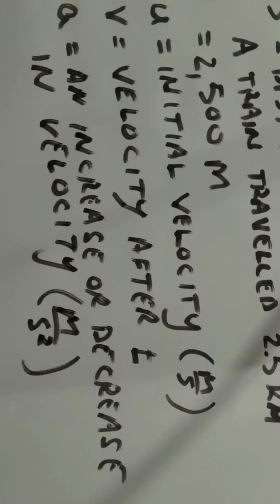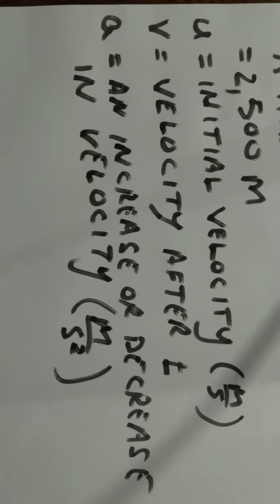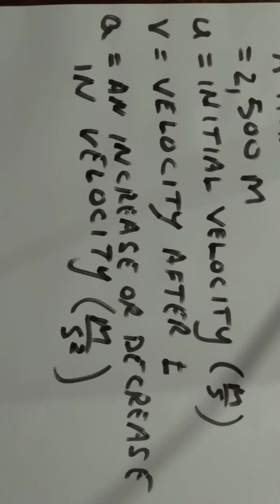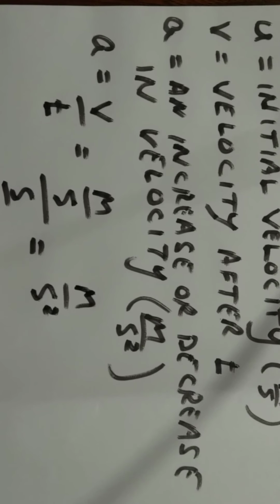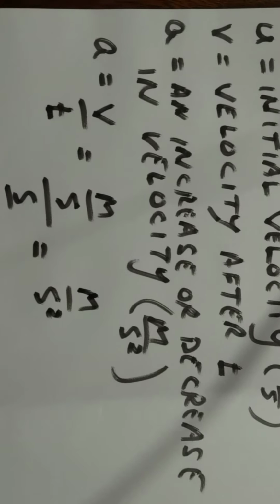A is acceleration, and that means an increase or decrease in velocity. The units for that are meters per second squared. So if you think about it, it's a change in velocity over a certain amount of time. And here's an example. Acceleration is velocity over time. Velocity, like we talked about before, is meters per second, and you have meters per second over seconds. You're going to multiply by the inverse, and you're going to get seconds squared. So these are the units for acceleration.